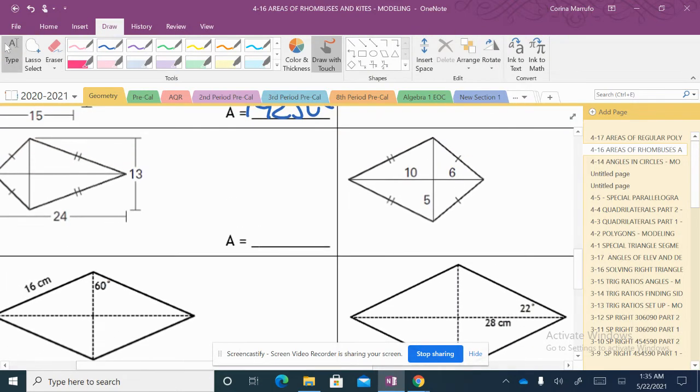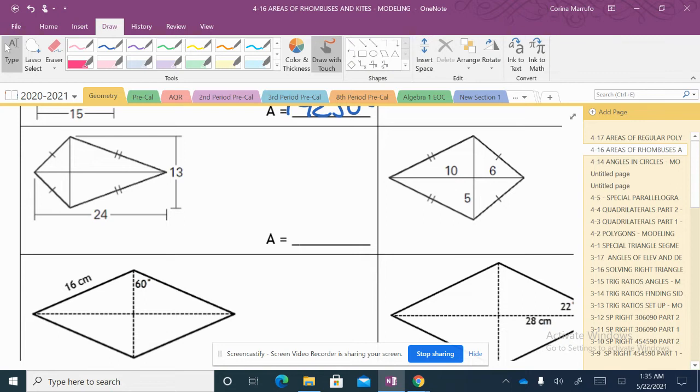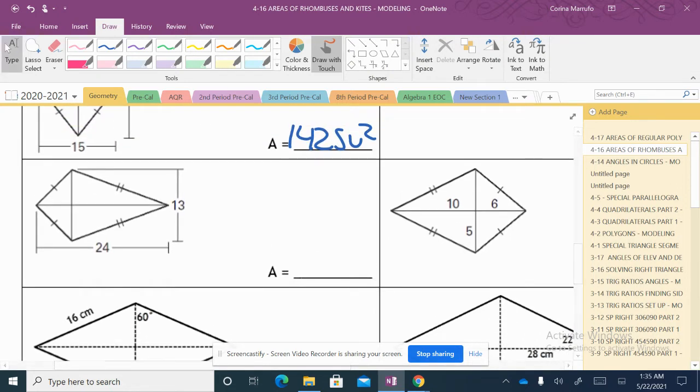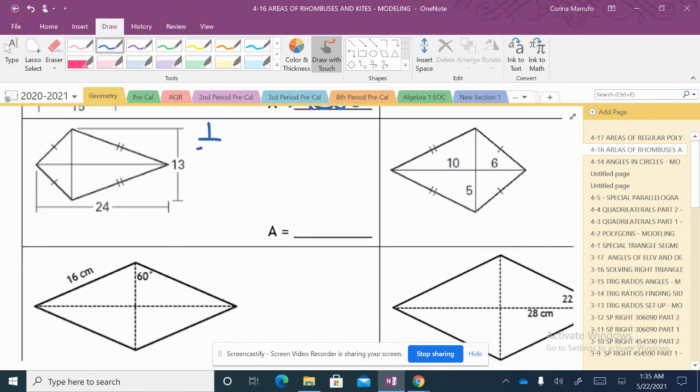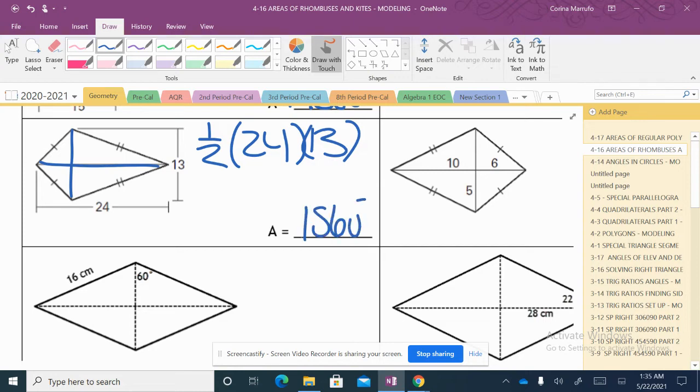Okay, the next one here. So they do give us the whole thing. They give us the whole thing as 24. So we're going to take 1/2 of 24 times this side, which is 13. So I put all of that in my calculator, and that gives me 156. Again, there's no units, so I'm just going to put U squared.